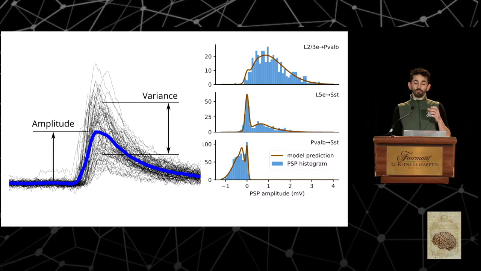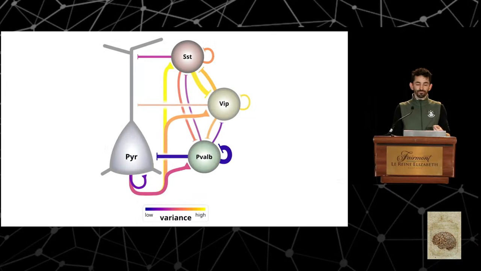And we can ask, what are likely values for the number of release sites and the release probability that best explain the data that we recorded? And so we optimize parameters for this model. And when we compare these parameters across experiments, we find that the amount of variance depends strongly on the cell types involved, which leads us to wonder whether variance itself is part of the architecture of this circuit, right? Is it possible that there's some computational benefit to having certain parts of the circuit be more or less reliable?